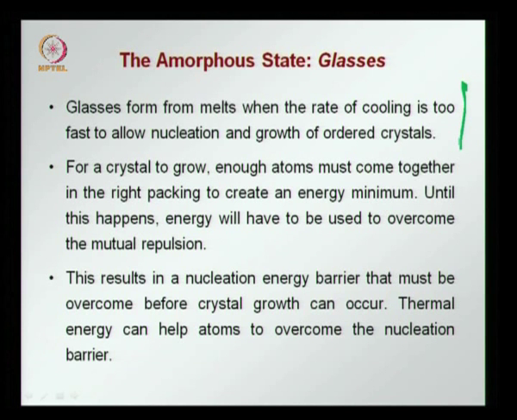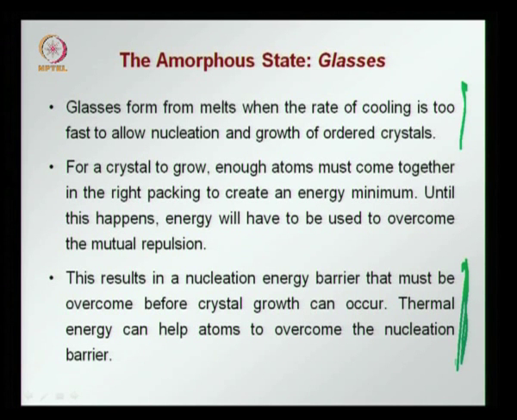Because for a crystal to grow, that is an orderly structure to form, enough atoms must come together in the right packing to create the minimum energy, only then a crystal is formed in a stable way. Until this happens, the energy will have to be used to overcome repulsion, the atoms try to separate, and until you have enough energy they will not come together. So this results in a nucleation barrier that has to be overcome when crystal growth can occur.